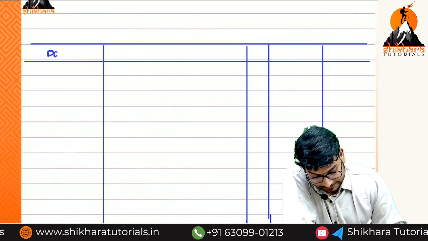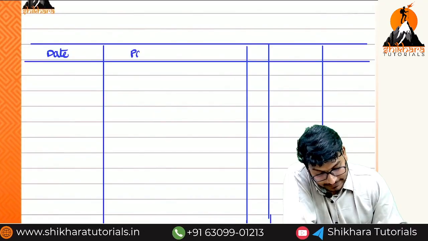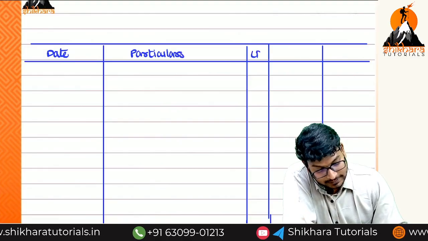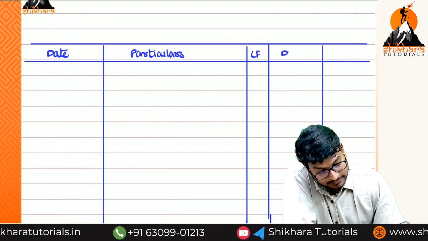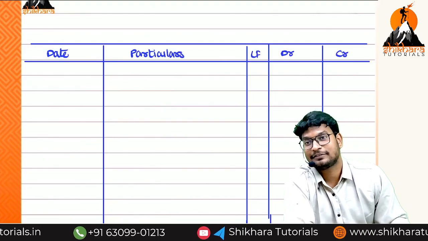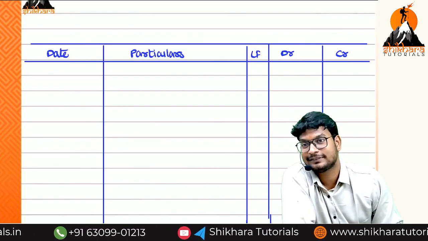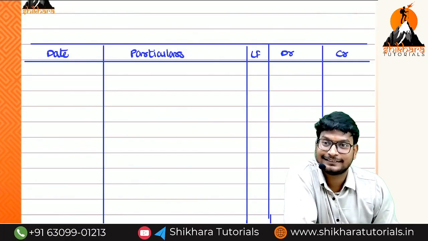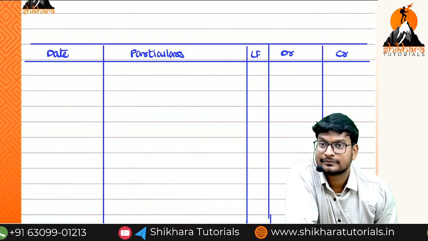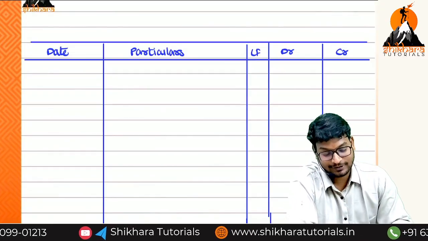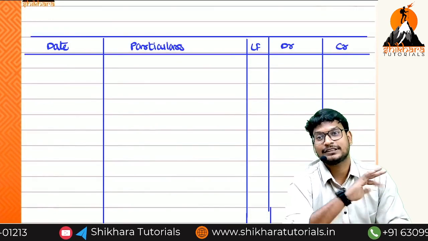Date, particulars, LF, debit and credit. Can you say the working note, Akash? What is the first point of the working note? Without seeing, next. Forgot. Okay, I am not repeating. After completion of this question, I will repeat once again.